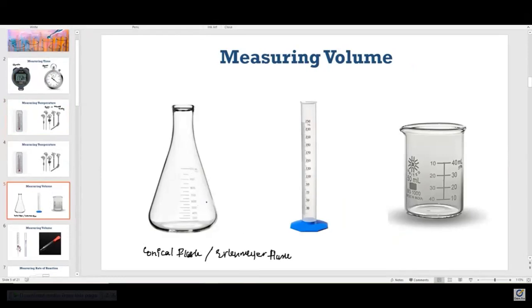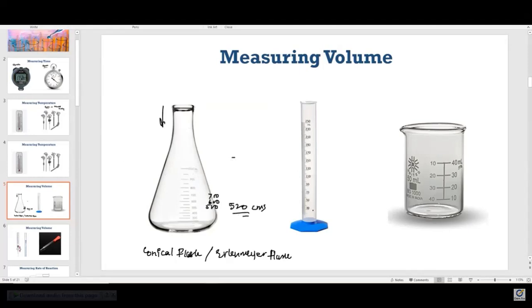As you can see, the numbering is visible: 500, 600, 700. This is not that accurate because if, for example, you want to measure 520 centimeter cube, you won't be able to measure a volume of 520 centimeter cube in this apparatus, that is the conical flask.